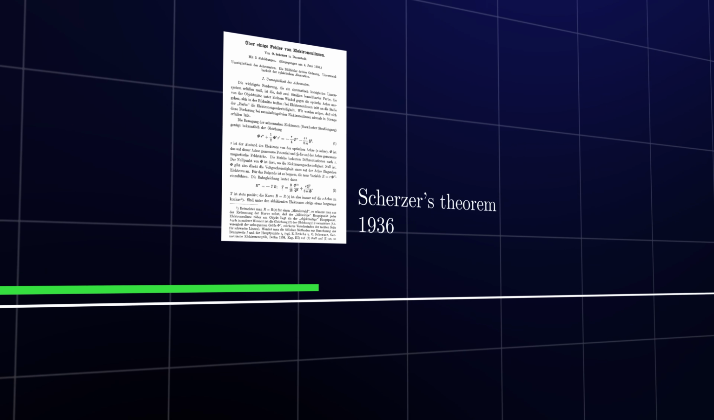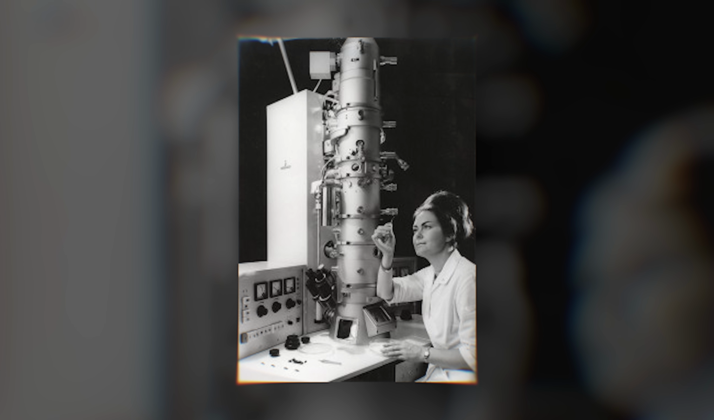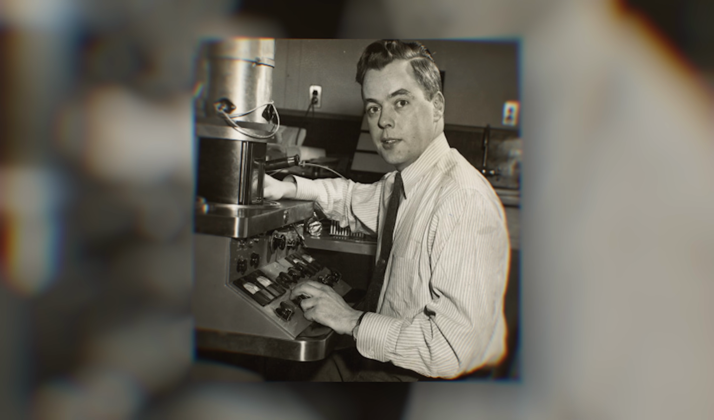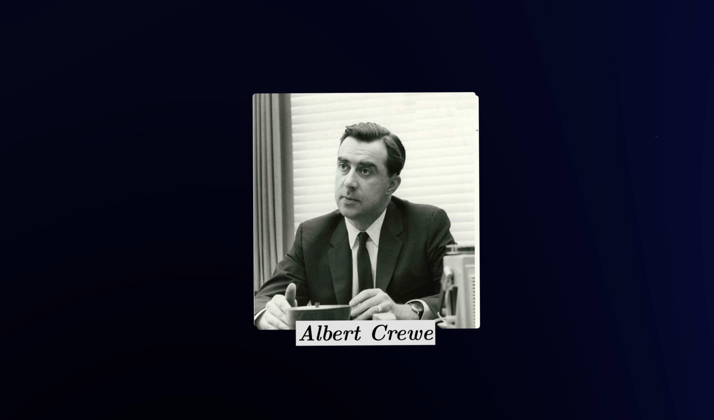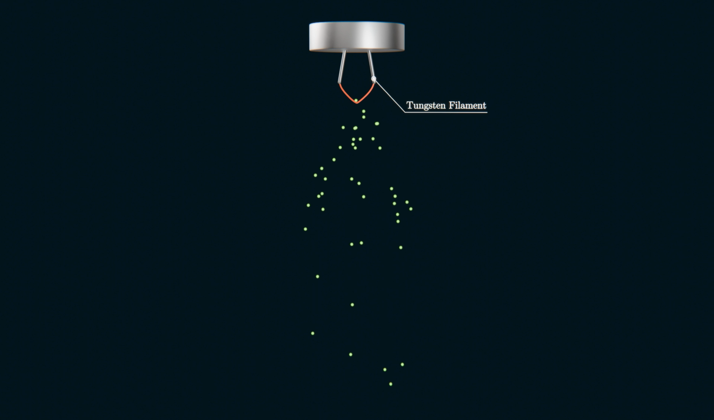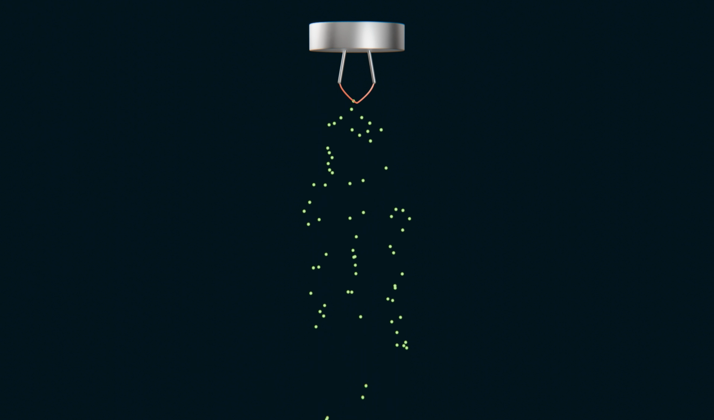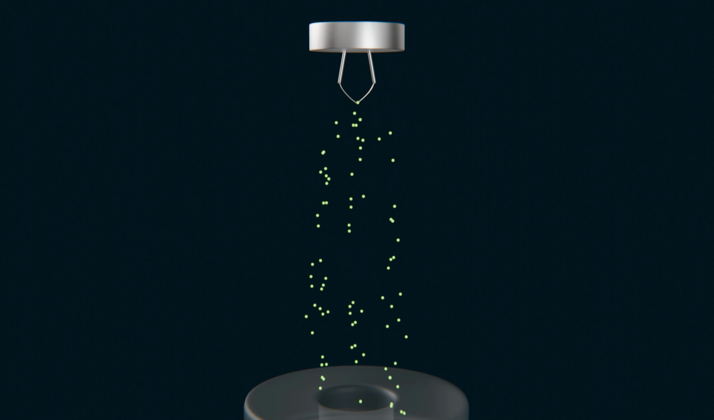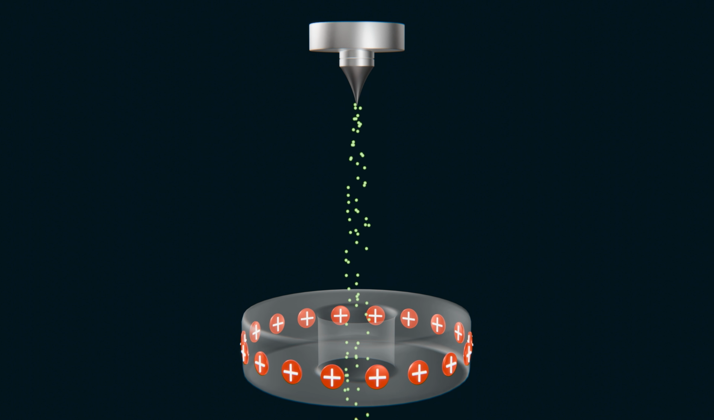Despite Scherzer's aberration limit, work on the transmission electron microscope continued. During the next 4 decades, people tried boosting the resolution with clever workarounds, and perhaps none more so than British-American physicist Albert Crewe. His idea was to replace the tungsten filament, which fired off electrons at random, with a more directed source. So instead of boiling electrons off the surface, he tried pulling them off with a stronger electric field. And by sharpening the tungsten into a fine tip, he was able to create a narrow beam which was over 1,000 times brighter than before.